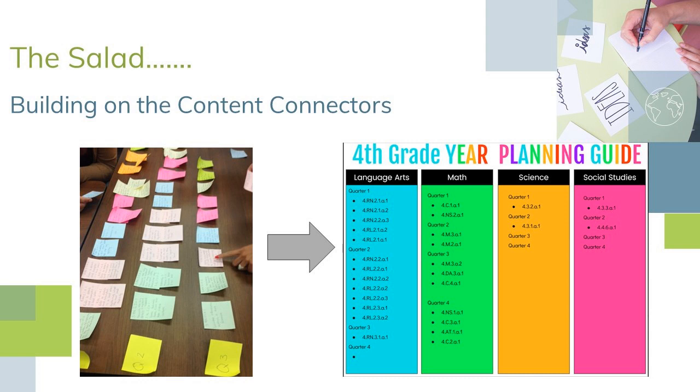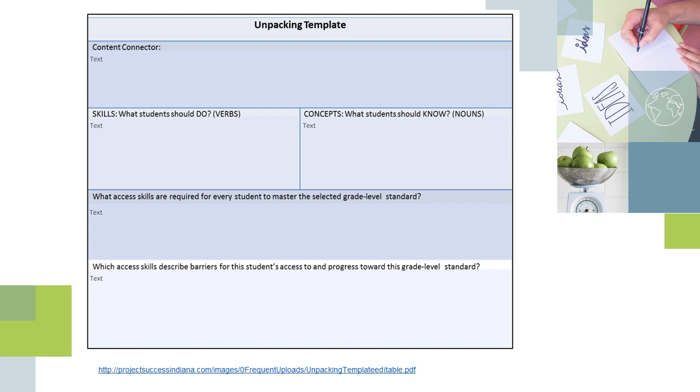So, as we call it the unpacking process in Indiana, and this is a template that our state uses, and there's a link to access this, we start out with that content connector, that alternative standard. And then we start looking at those embedded skills. What do we need the student to do, and what do we need the student to know? And so looking at those two main pieces helps us realize what are those stepping stones, what are those building blocks. And that's how we were able to base our scope and sequence, basically, for how we were going to attack these state standards that seemed daunting and overwhelming. But once again, this template just helped to break it down for us so we could develop that step-by-step process.